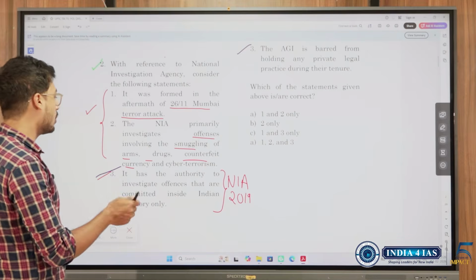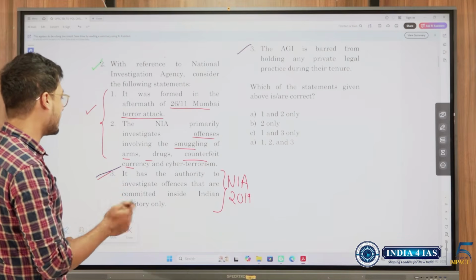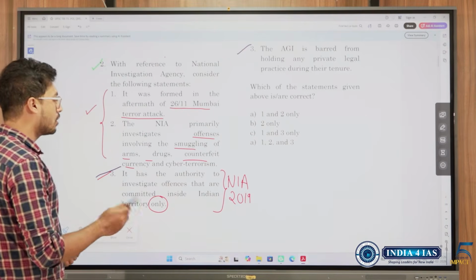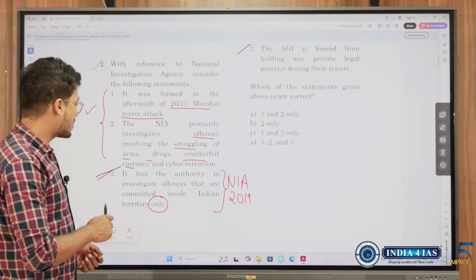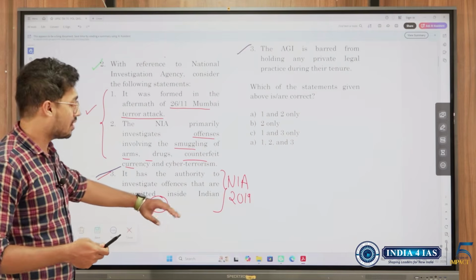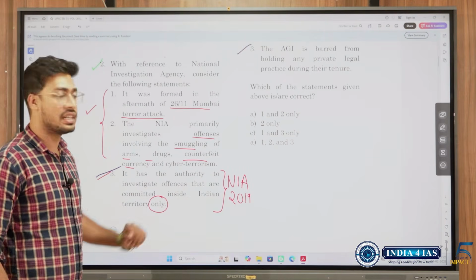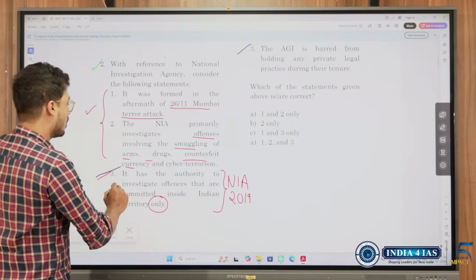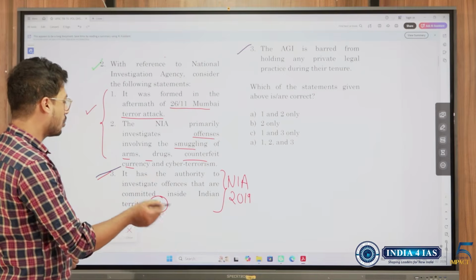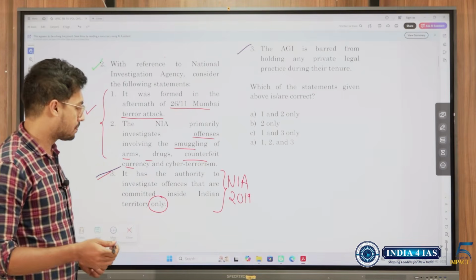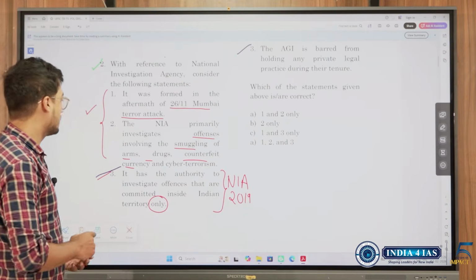So it has the authority to investigate offences that are committed inside Indian territory only. Now this is wrong. Earlier it could only investigate crimes which happened in Indian territory, but now it can also do it outside. So this was a recent development that happened in the 2019 Act. So even if you did not know this, only because of the word 'only' you could have thought it to be wrong.